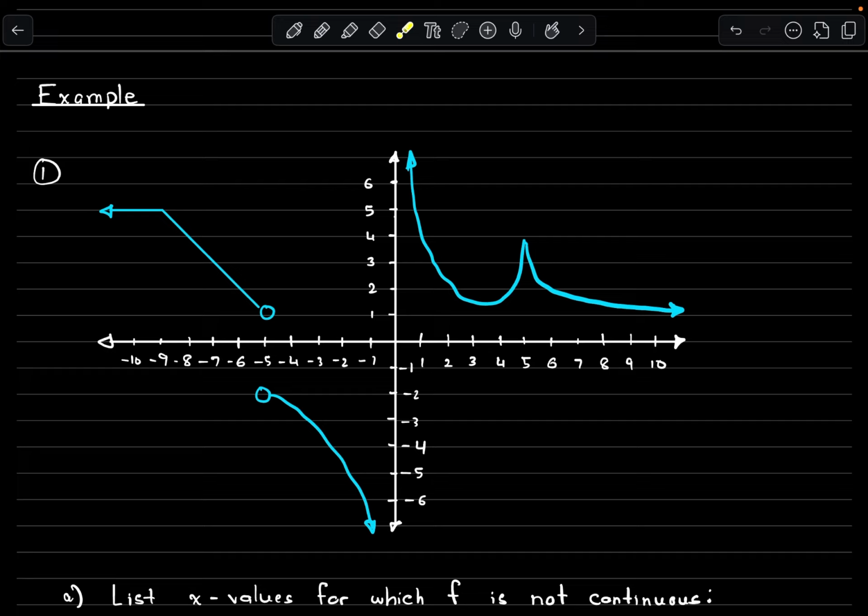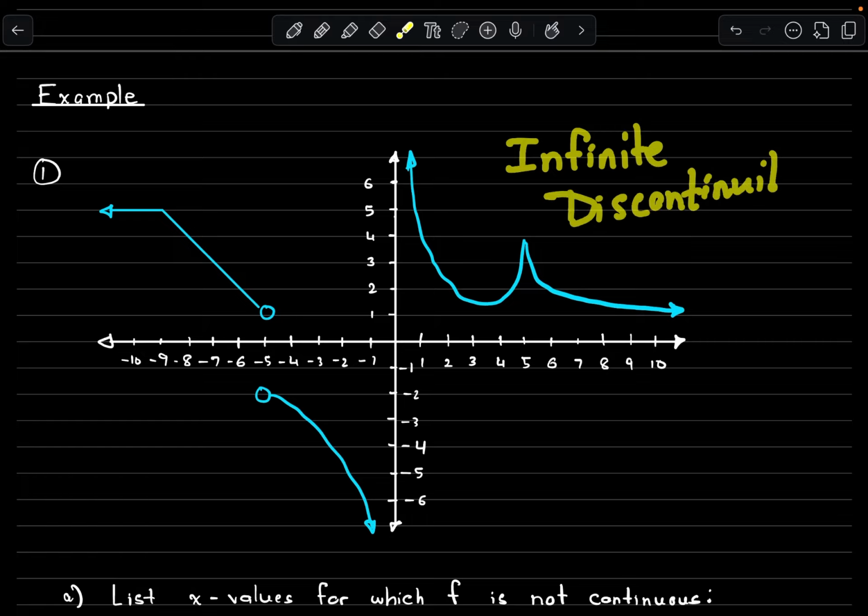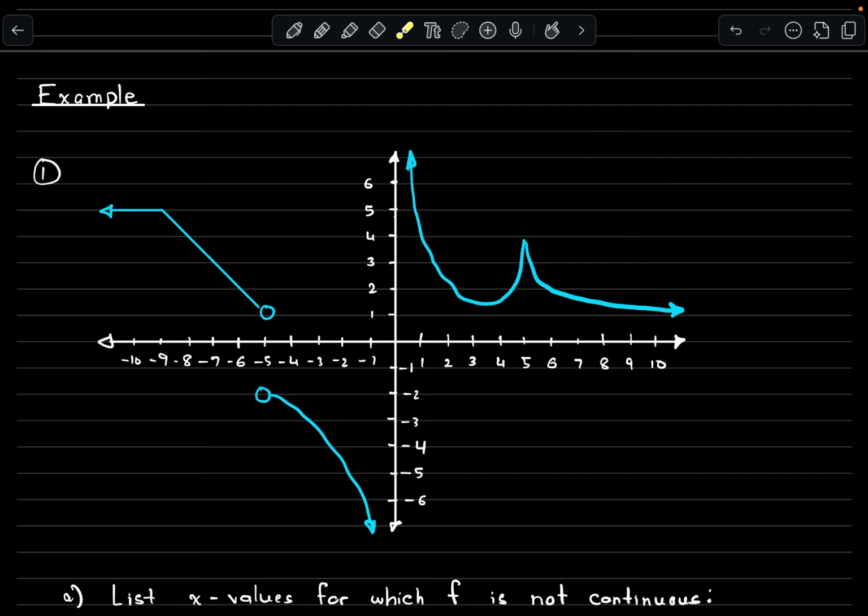The second discontinuity is occurring here as we approach x equals 0. From the left, we're going down to -infinity, but from the right, we're going up towards positive infinity. So this is an asymptote. This is our vertical asymptote, and this is what's known as an infinite discontinuity. There's no way to reconcile these.